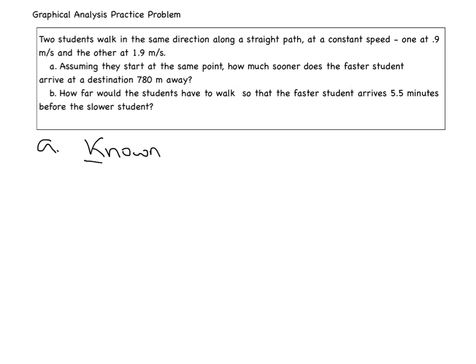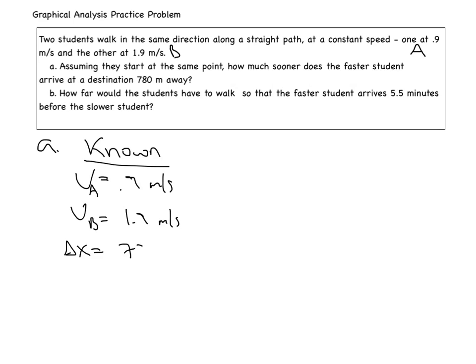So what is known? Well, we know the velocity of, and let's call this student A, and we'll call this student B. We know the velocity of student A is 0.9 meters per second. We know the velocity of student B is 1.9 meters per second. And we also know the distance. So we know that the displacement is going to be 780 meters.